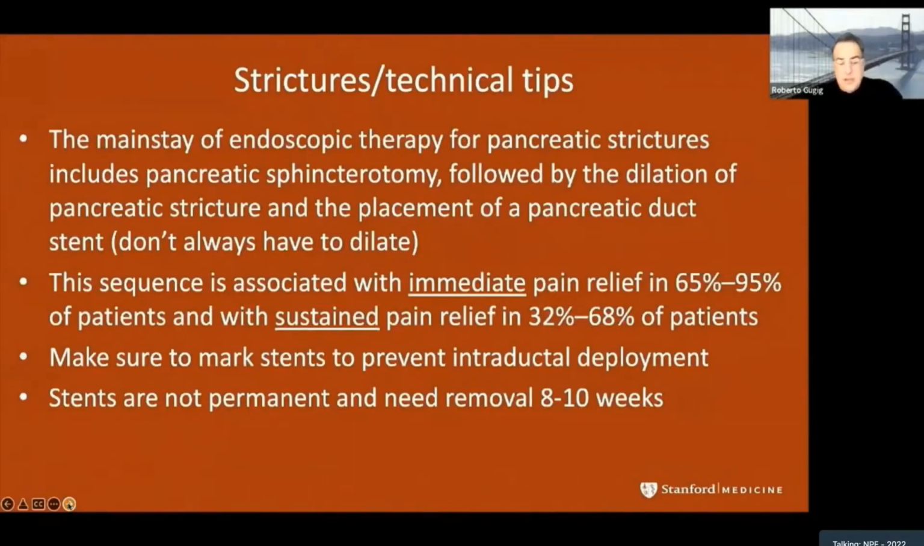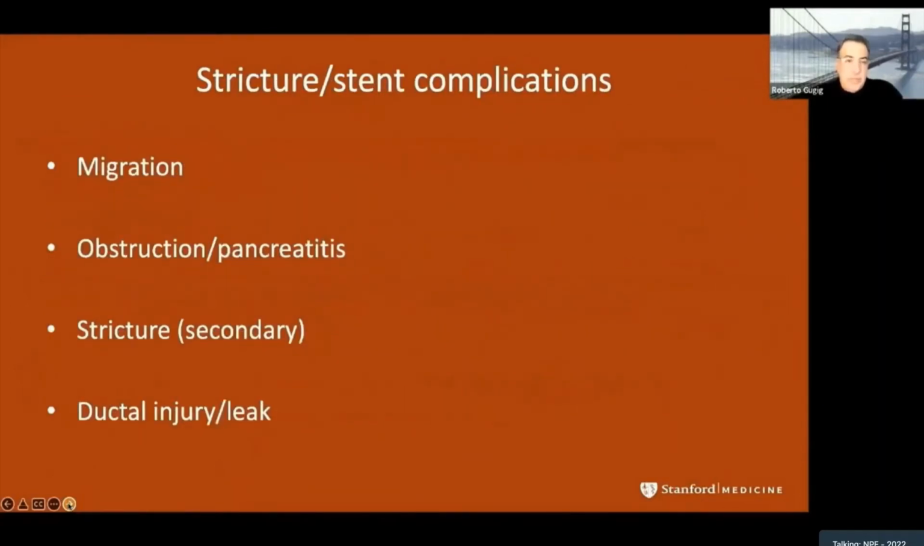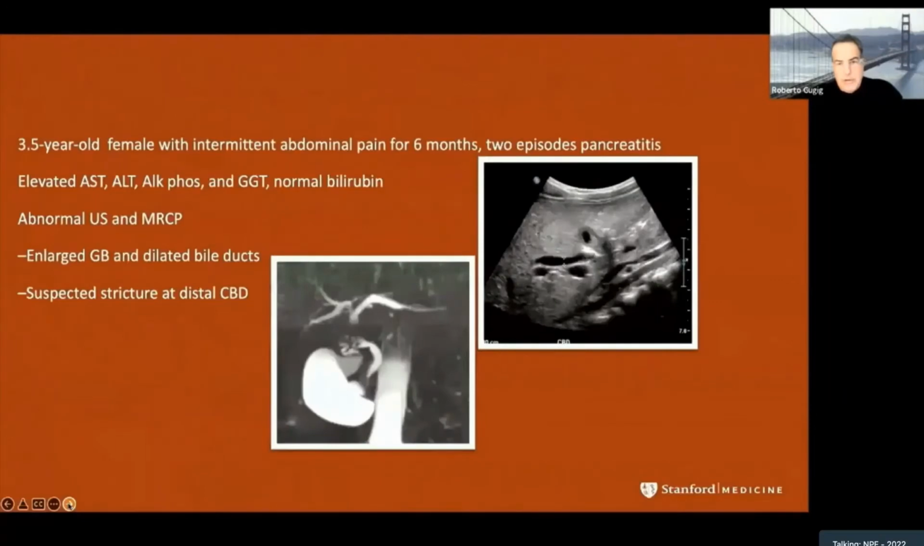These stents are not permanent, and so we keep them usually around 6 to 8 weeks the majority of the time. Like any stent, you can have complications such as migration, obstruction, a secondary stricture, like I showed you in my example. And you can actually have ductal injuries and leaks from the stents. So if you work in a large center, you'll see referrals of patients that have been injured by stents that we are now trying to deal with. So even though they are plastic stents, they can still cause damage to the pancreatic duct.